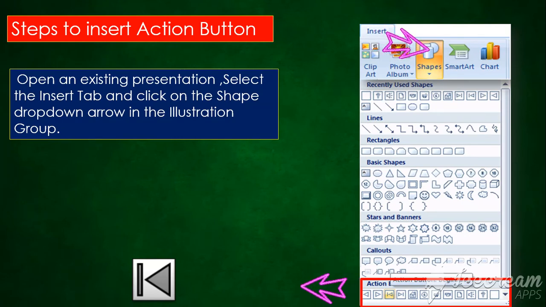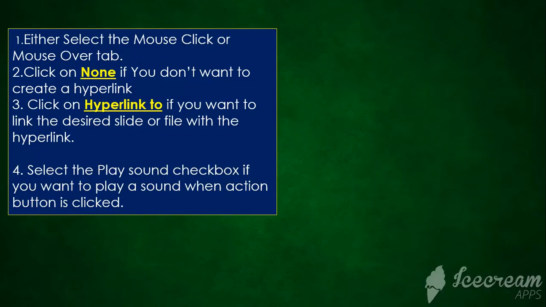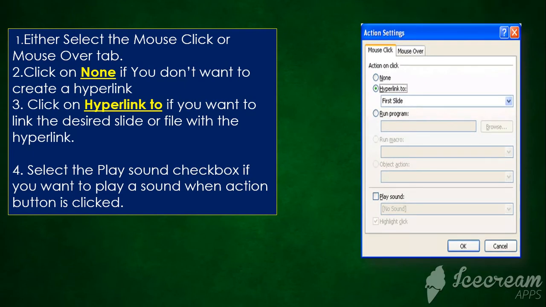Once you insert any action button to your presentation, you will find that a dialog box appears, and in the dialog box there are two options, either Mouse Click or Mouse Over. Mouse Click means that the action button will perform its action only when it is clicked, and selecting the Mouse Over tab will make the action button perform its action when you move the mouse over it.